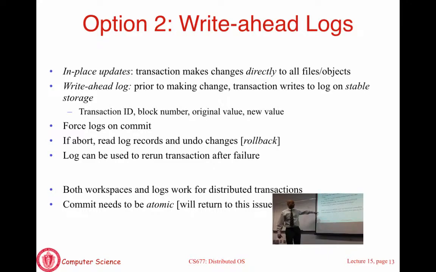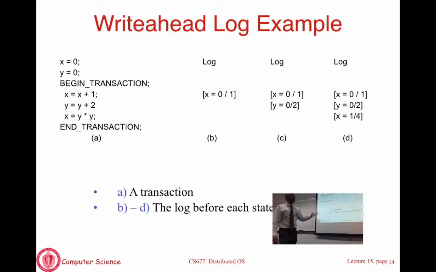We need the commit to be atomic. That was the point made. I'll talk about concurrency control. Here is a very simple example, not a database example, of what a log looks like. The database has two records, X and Y, and the values are 0. The transaction is going to add 1 to X, add 2 to Y, and then do some other transaction. So basically, here is what the log is.